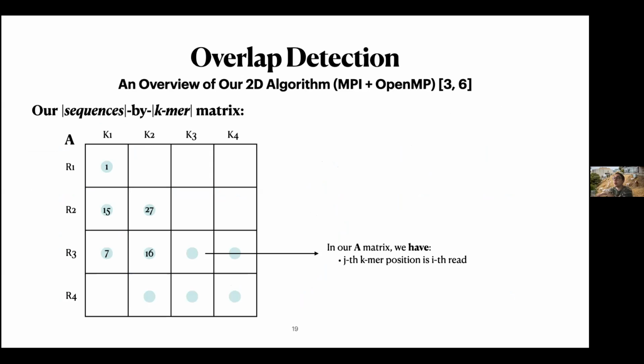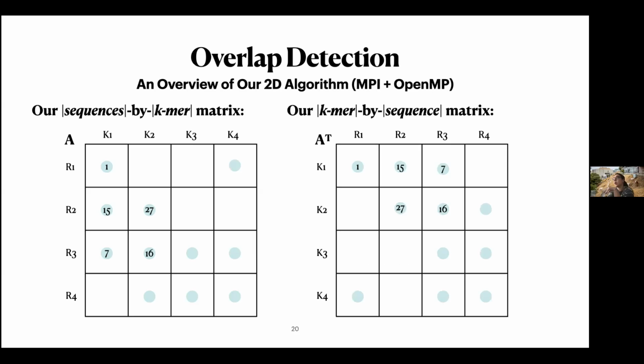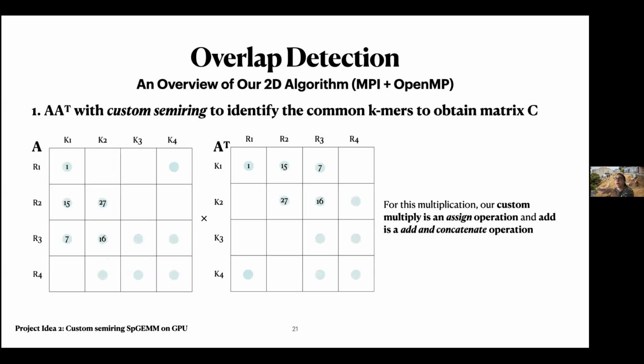So once we have counted our k-mers, we will build a sparse matrix where the k-mers are the columns and reads, which are our DNA sequences, are the rows, and each non-zero is the position of the k-mer J in the read I. And what we do is then we transpose the matrix to obtain a k-mer by sequence matrix and multiply the two using a semi-ring abstraction. And this means that using this custom semi-ring, we substitute the multiply operation of the standard sparse matrix multiplication with an assign operation and the add operation with an add and concatenate operation.